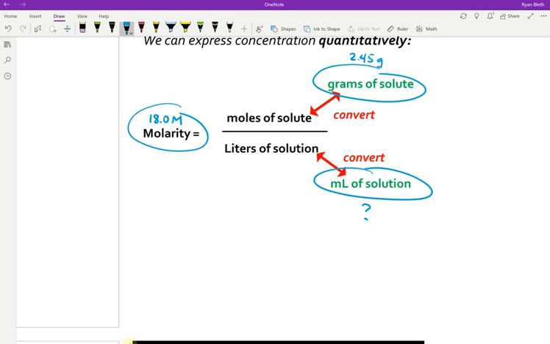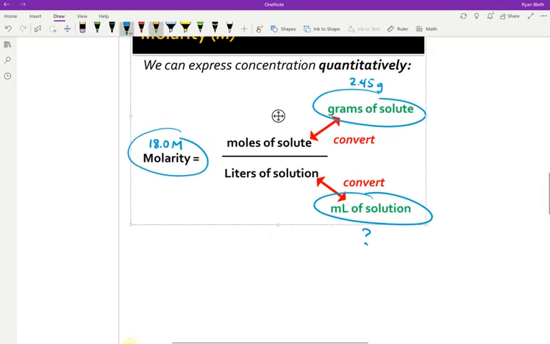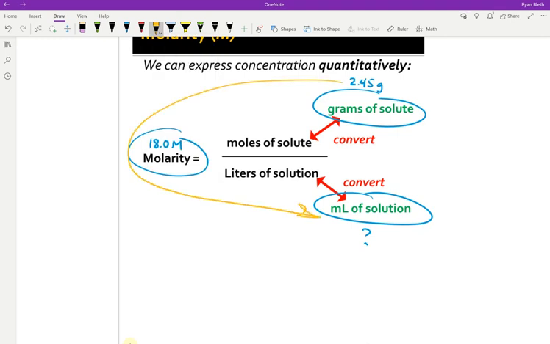So they're going to ask me to get from grams all the way down here to milliliters of solution. It's kind of the reverse of what we just did in the last problem, because we're going to start with grams. I'm going to convert from grams of solute into moles. Then I'm going to use moles along with molarity to get liters. And then we'll use liters to convert down to milliliters at the end. So it's a 3-step problem.